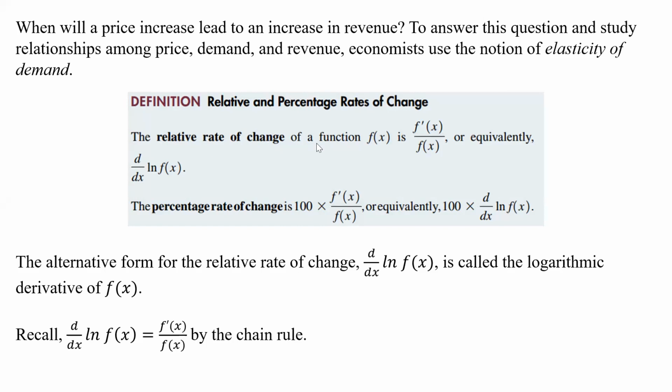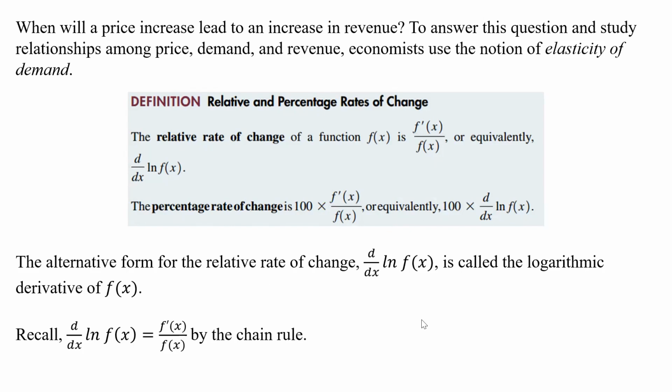The relative rate of change of a function f of x is found by taking the derivative, f prime of x, divided by f of x, or equivalently, the derivative with respect to x of ln of f of x. So that's what we're actually taking the derivative of, and when you do that, that's what you get here. Now, the percentage rate of change is just multiplying it by 100, so you get 100 times f prime of x over f of x, or 100 times d dx of ln of f of x. So those are the two differences. The relative rate is just f prime over f, and the percentage one takes 100 times that.